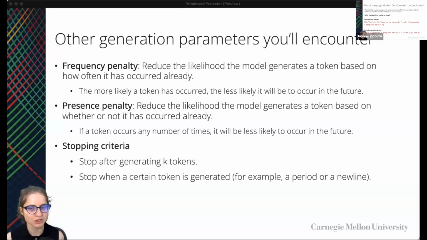All right, so just briefly, here are a few other generation parameters that you'll encounter in the APIs that you'll use to generate text. So I figured I would go over them. You have frequency penalties and presence penalties. These are basically the same thing, but they reduce the likelihood of models generating a token that's been generated before. So if you're having issues with the model being too repetitive and saying the same thing over and over again, you can use these penalties to get the model to be less repetitive.